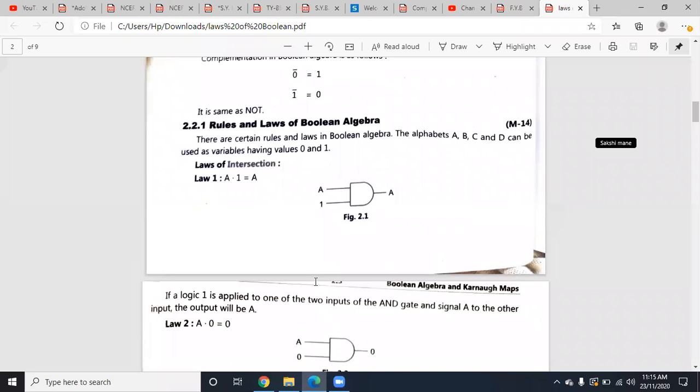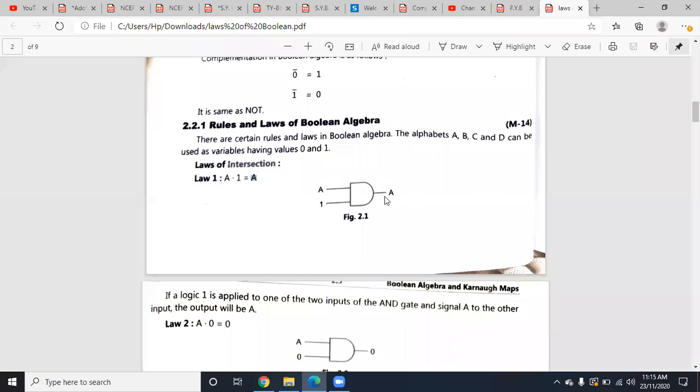Yes, ma'am. We are just revising. That is why I'm going at fast speed. I'm not going to explain each and every term because we have already seen this. After that, these are the rules and laws of Boolean algebra. First law is your law of intersection. Intersection is about multiplication of a variable with one. A is my variable. If I'm multiplying A with 1, my answer will be A only, right?